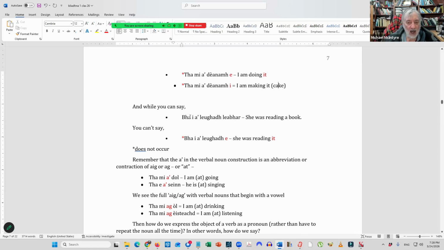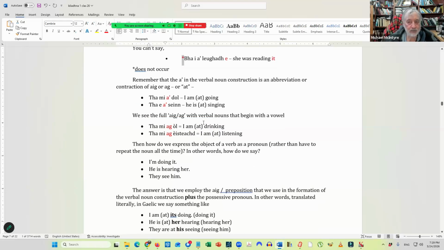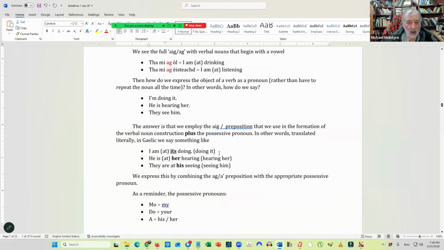You can say Va'i Levik Lor, she was reading a book. You can't say Va'i Levik A, she was reading it. I have a little asterisk there, which does not occur. And a little reminder about what the is. So the question is, how do we express the object of a verbal noun? That's an important distinction.